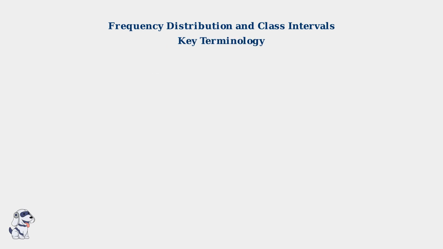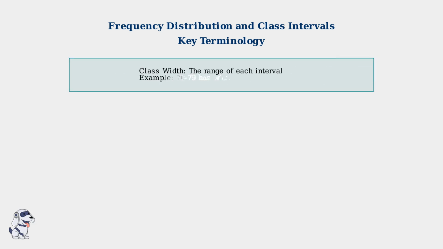Let's examine the key terms used in frequency distributions. Understanding these concepts is essential for working with grouped data. Class width is the range covered by each interval. For the interval 70 to 79, the class width is calculated as 79 minus 70 plus 1, which equals 10.